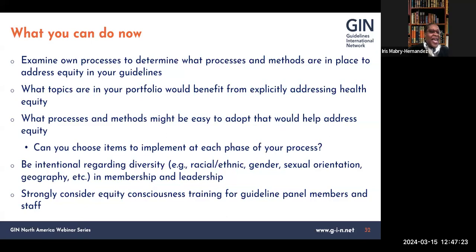What you can do now: examine your own processes to determine what processes and methods are in place to address equity in your guidelines. What topics in your portfolio would benefit from explicitly addressing health equity? What processes and methods might be easy to adopt that would help address equity? And can you choose items to implement at each phase of your process? Be intentional regarding diversity, whether it's racial, ethnic, gender, sexual orientation, geography, et cetera, in your membership and leadership. And strongly consider equity consciousness training for guideline panel members and staff. And I will add that currently the task force is just beginning a process of examining equity consciousness and implicit bias and how it can impact recommendation statements.